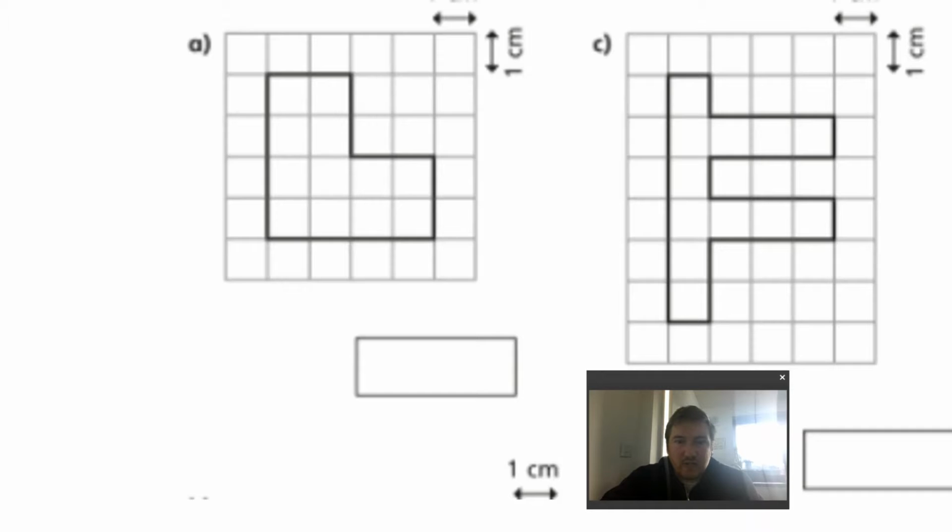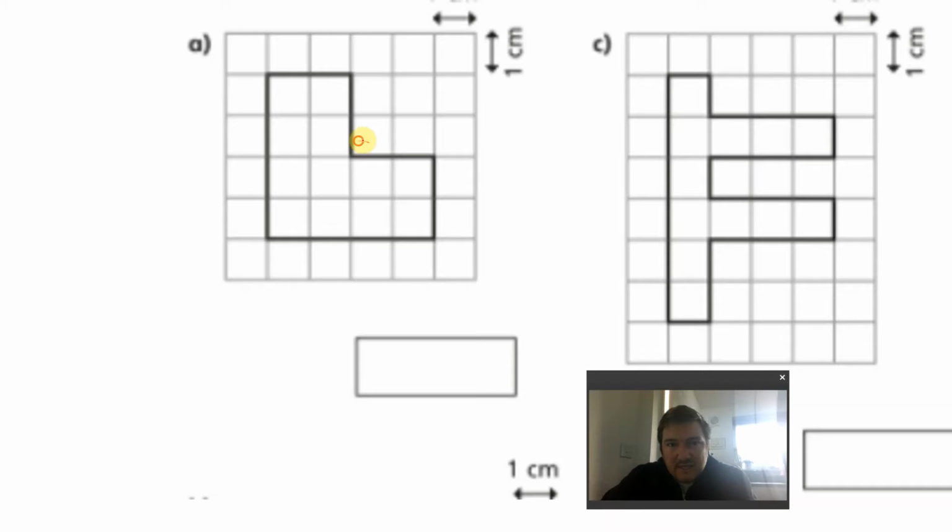So what is a compound shape? A compound shape is similar to our rectilinear shapes that we were measuring our perimeter with last week. But a compound shape is usually made up of two or more simple shapes, like a rectangle or a square, and they're usually joined to create a 90-degree angle.